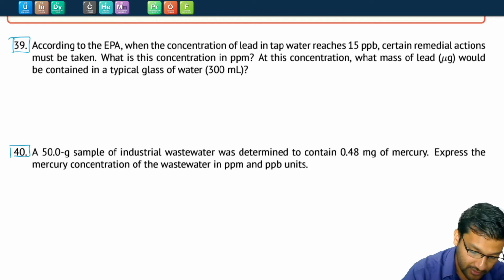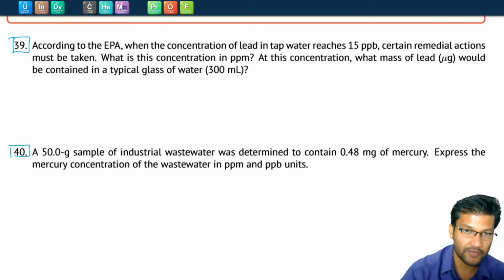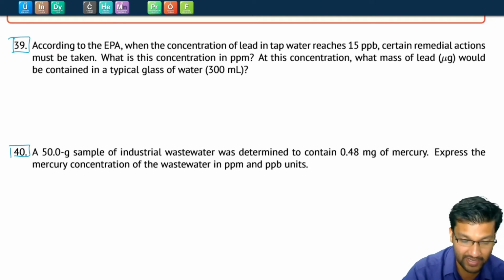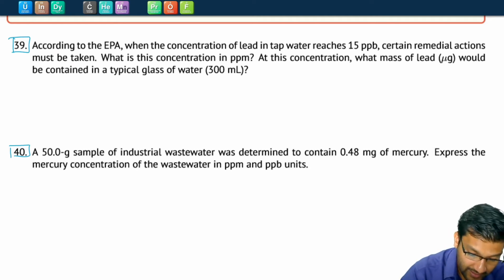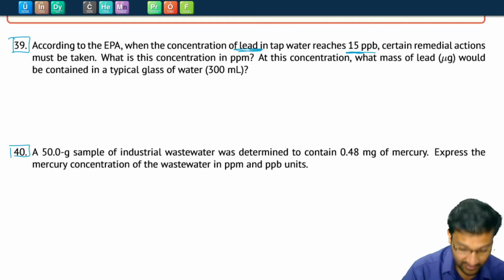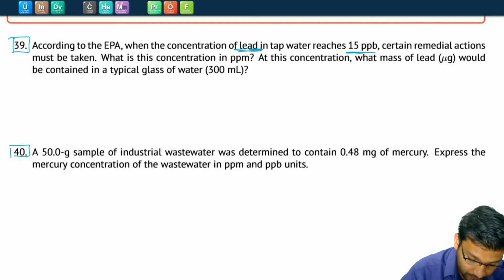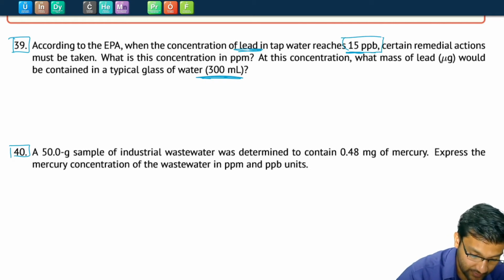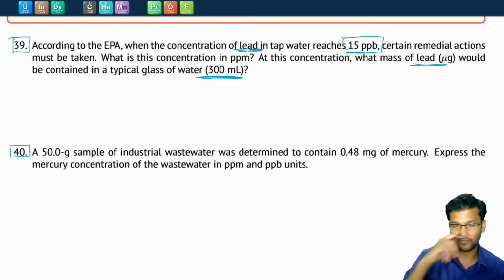Okay, like I mentioned, parts per million and parts per billion are often used to describe very, very tiny concentrations of things that can be toxic. For example, lead, a very, very tiny percentage, in fact, 15 parts per billion, can be considered dangerous. So let's say you have a glass of water that's 300 mL at this 15 parts per billion. The question is asking us, at that concentration, what's the mass of lead in your glass of water?